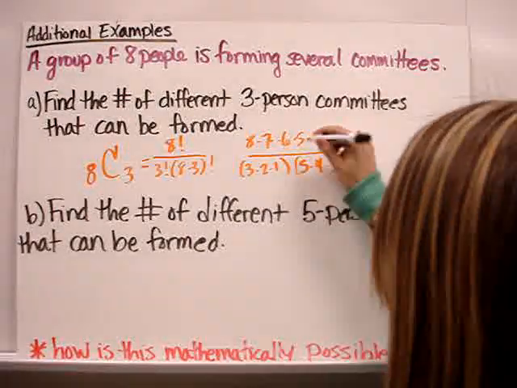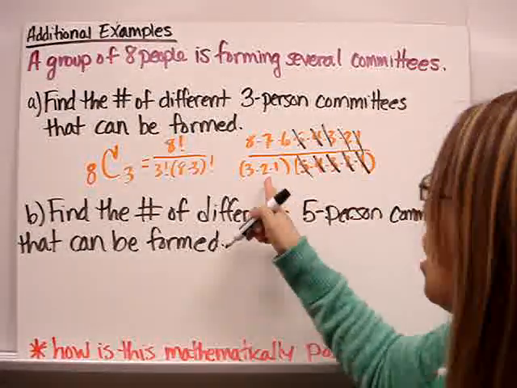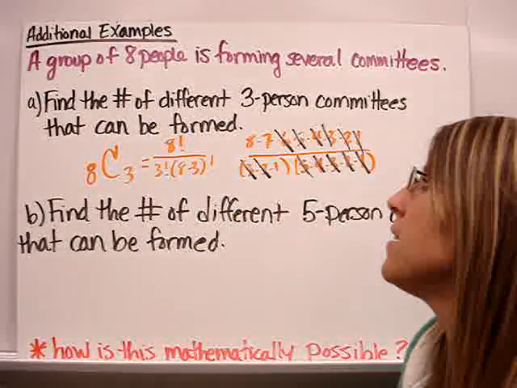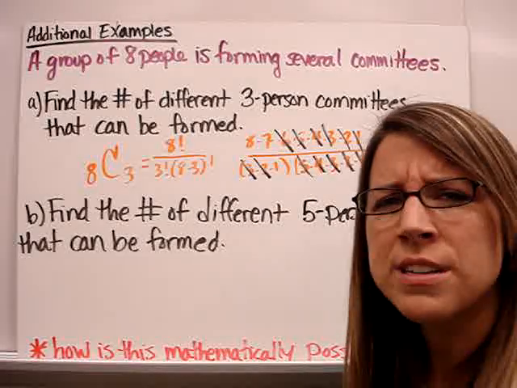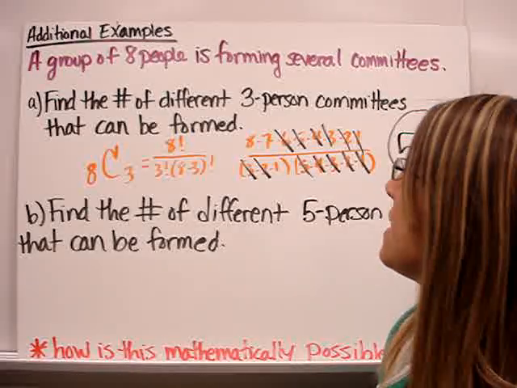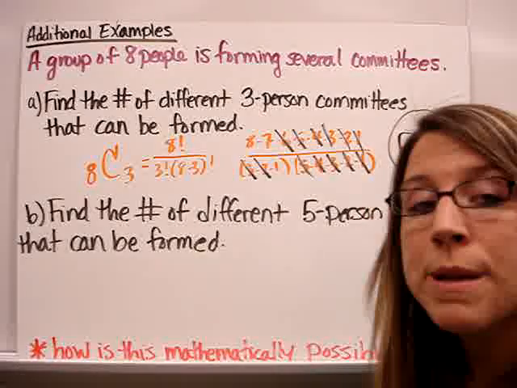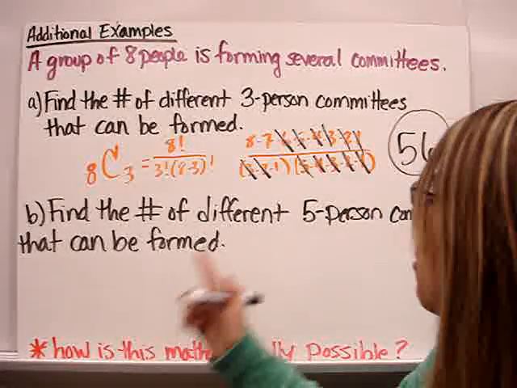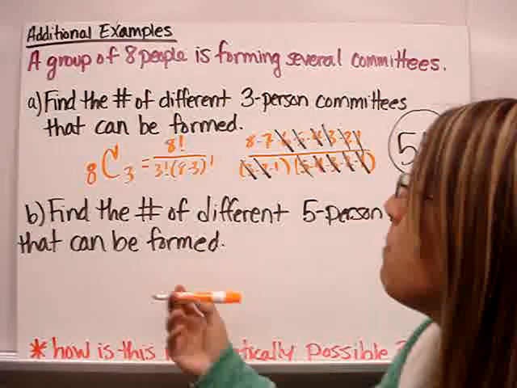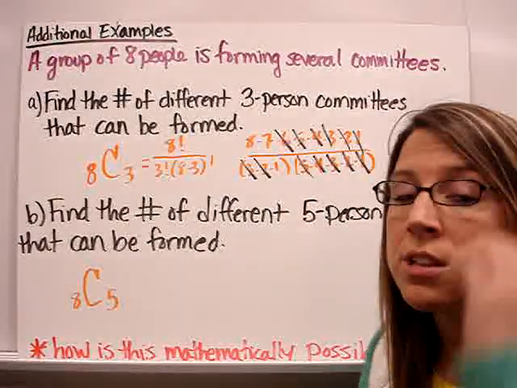I'm going to do my simplifying now like I've been doing. Again, 3 times 2 is 6, so I'll do that simplifying as well. So all I'm left with is 8 times 7 divided by 1, so 8 times 7 is 56. So it's 56 committees that can be formed of 3 people each out of 8 total people. Cool. Find the number of different 5-person committees that can be formed. So we're working with 8 people again, but this time we care about 5-person combinations.